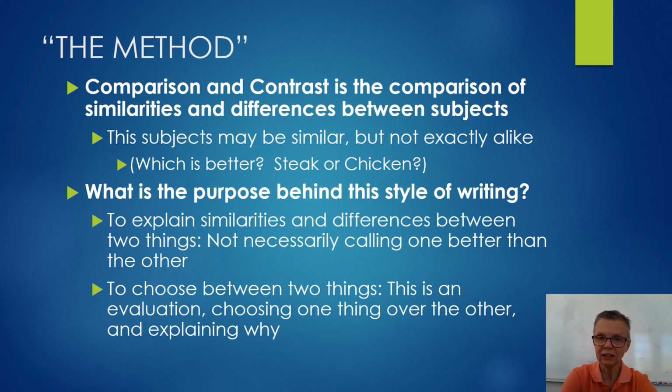Comparison and contrast is a comparison of similarities and differences between subjects. Subjects may be similar, but not exactly alike. Which is better, steak or chicken? Steak. Oh, I didn't say that. Anyway, what is the purpose behind this style of writing? To explain similarities and differences between two things, not necessarily calling one better than the other.